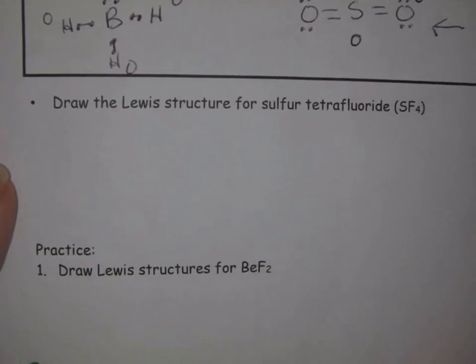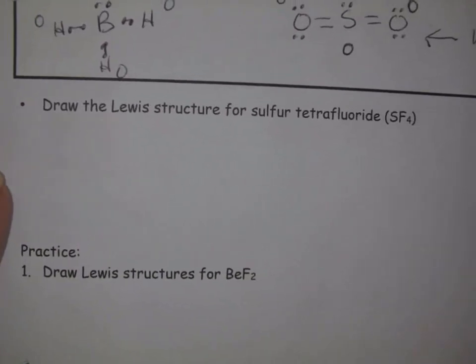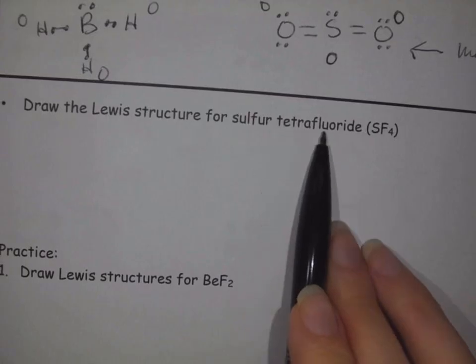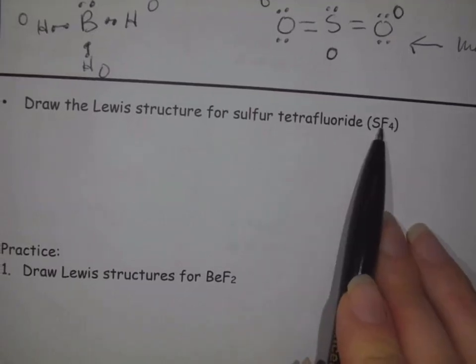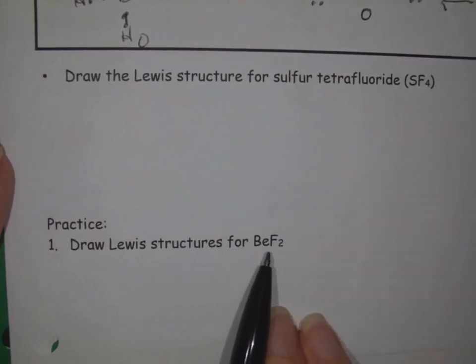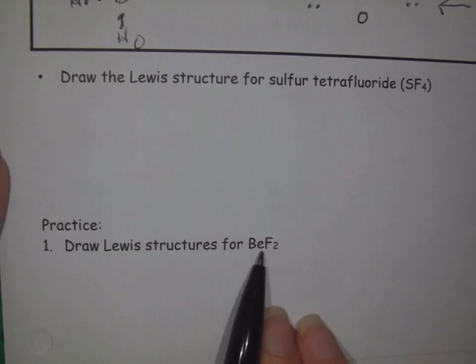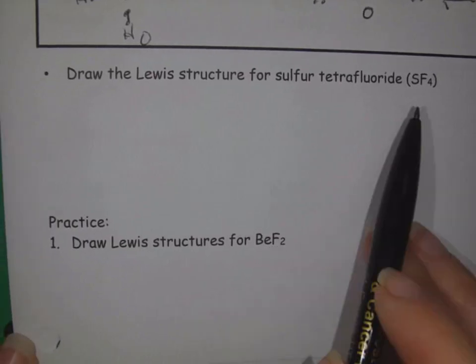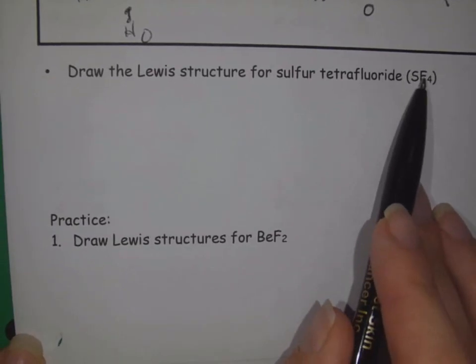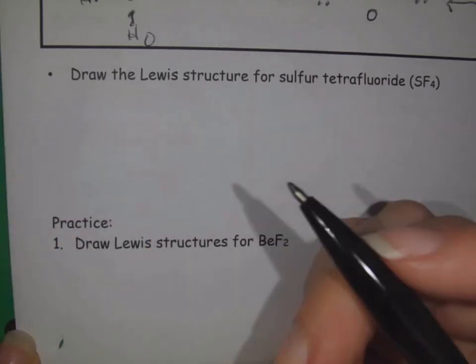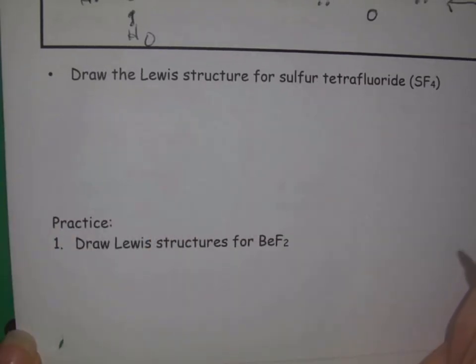The other thing that we did is we just practiced this. So we had a sulfur tetrafluoride, and we had a beryllium difluoride, like 2 fluorines here. Let me help you with this one. So step 1, whenever we draw a Lewis dot structure, is count those valence electrons.